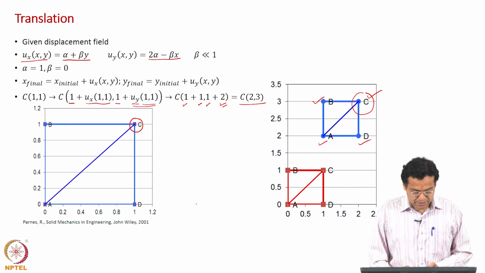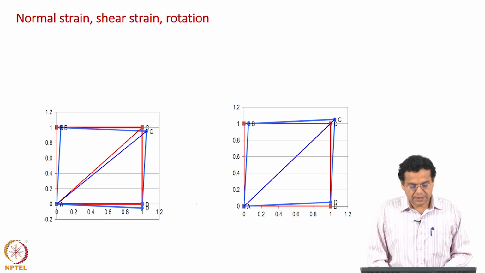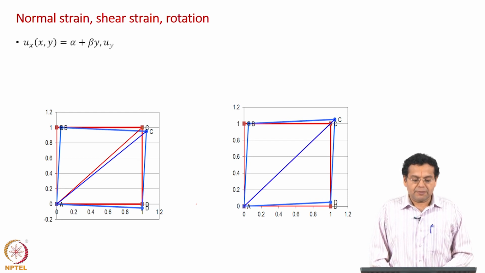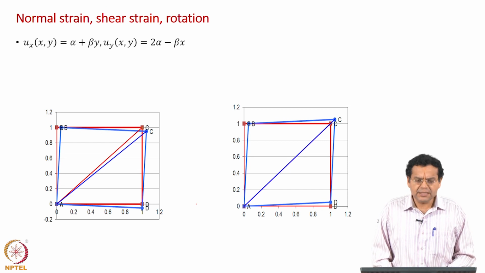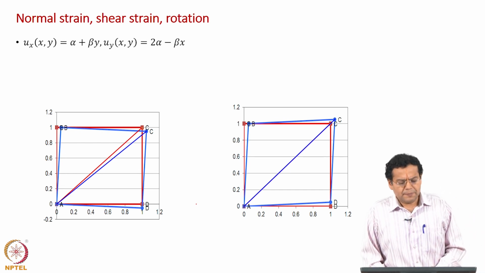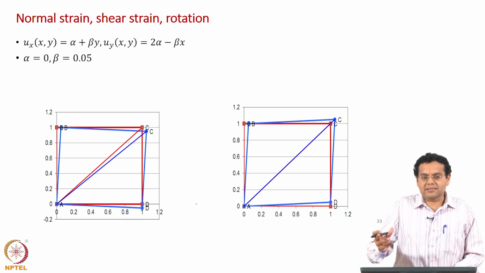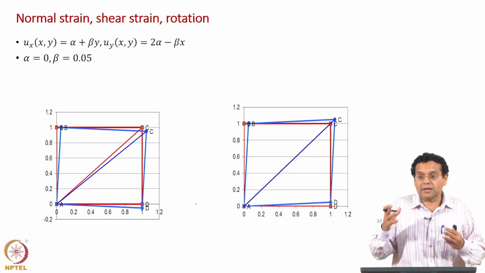Okay, the simplest case. Now, let us take a more realistic case where there may or may not be normal strain, shear strain and rotation. Now, same displacement field, we will consider two cases. The slide is split into two columns. Let us discuss the left hand side column. Same displacement field. Now, I take alpha equal to 0 because we have seen it just translates, no other effect of alpha. We will take beta as 0.05. Remember, beta is an extremely small value, of the order of 10 power minus 6.